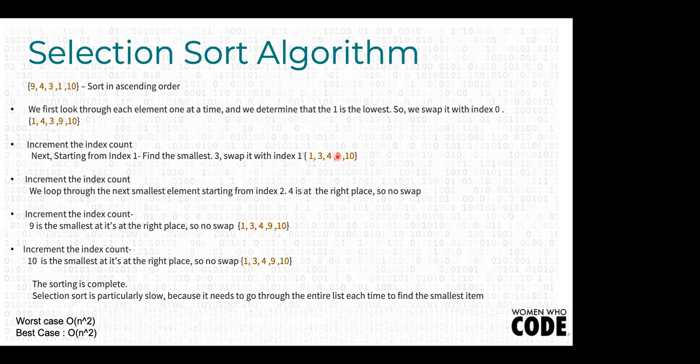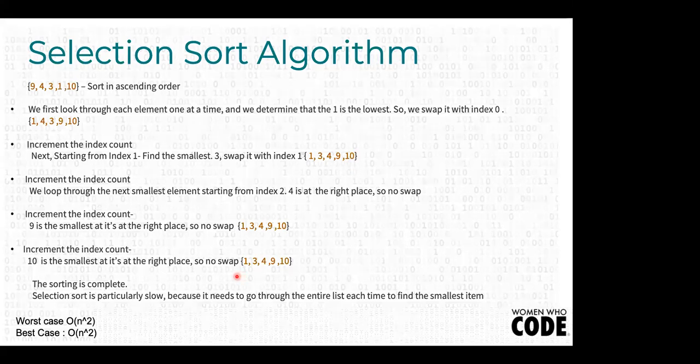So you just keep incrementing the index count from 3 to 4. And now 10 is already at the right place, so there's no swap needed. So yeah, the sorting is complete. This is typically how we do the selection sort.